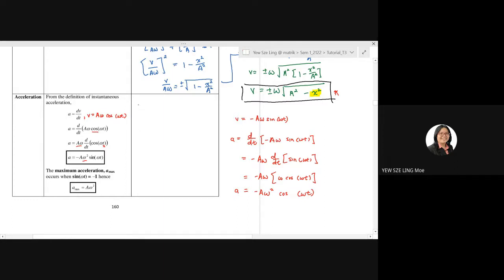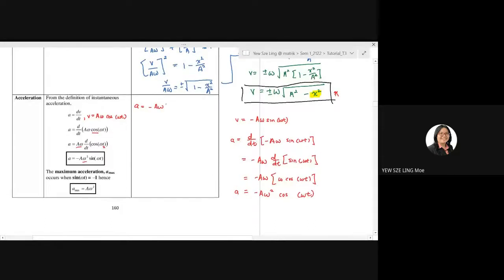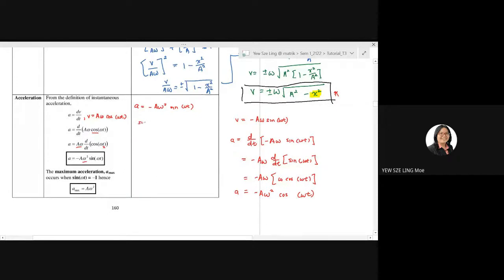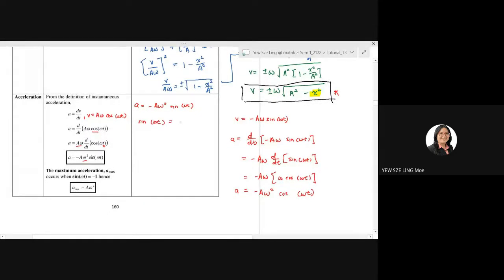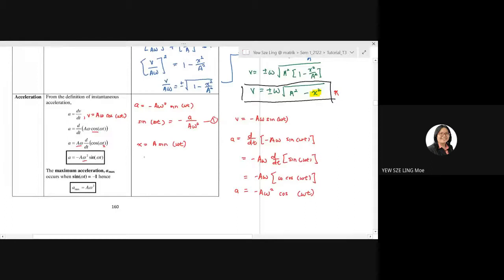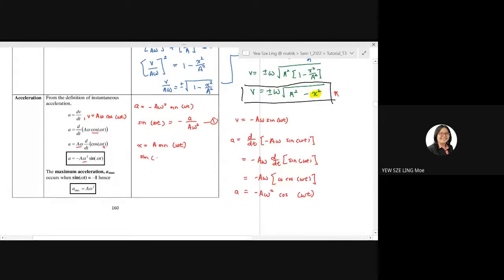So again, we have a general equation: a is equal to negative A omega square sine omega t. If you have a in terms of sine, then I'm going to rearrange it first. Sine omega t is then equal to negative a over A omega square. So this is my first equation. I have x equals A sine omega t. So rearrange the equation: sine omega t is then equal to x over A.